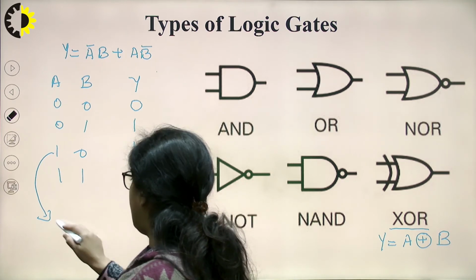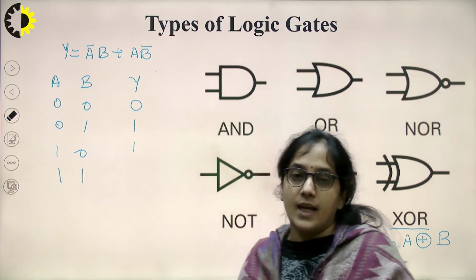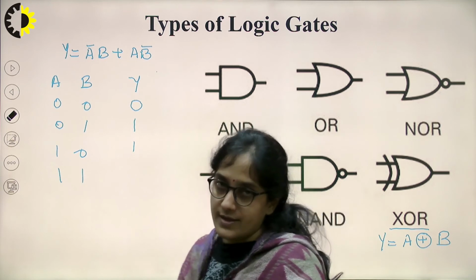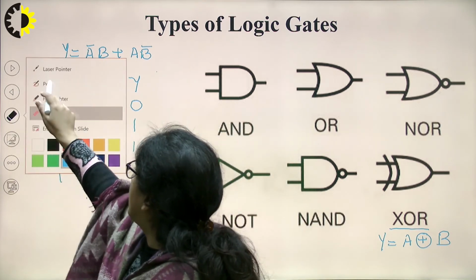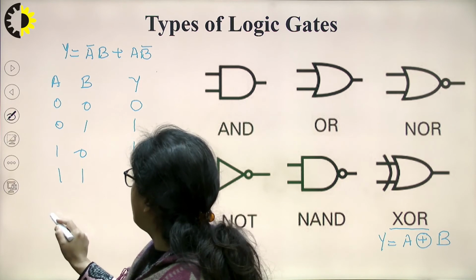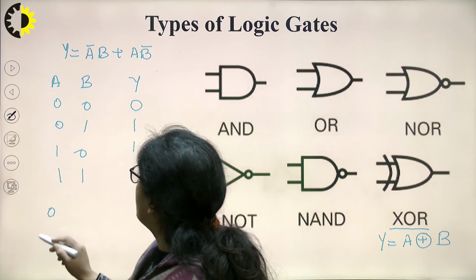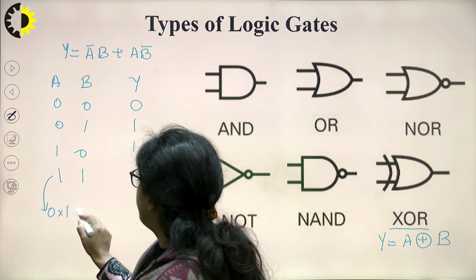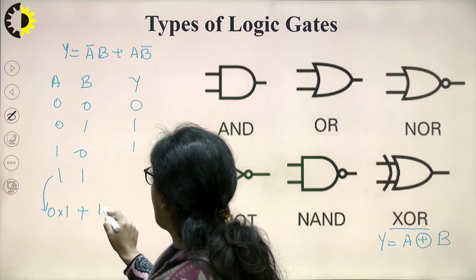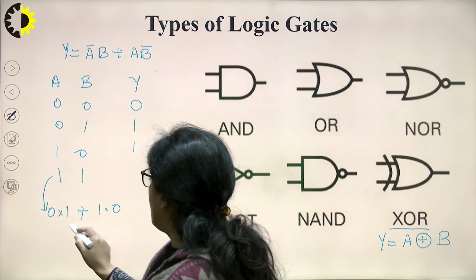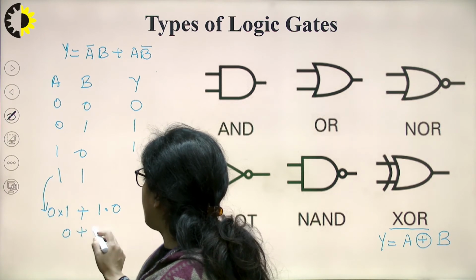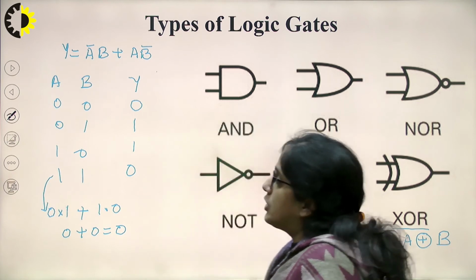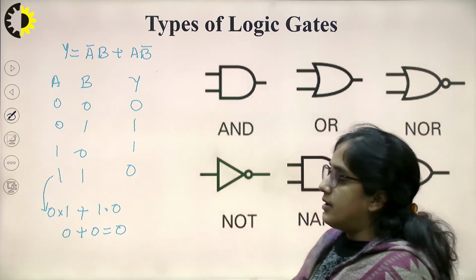Now, the last case, where all the inputs are 1. Actually, this XOR gate is a 2 input gate, so here we can say an even number of ones gives 0. Here a is 1, so its complemented will be 0, b is 1, and the complemented of b is 0. So 0 OR 0, the result will be 0. So, for the last case of the XOR gate, the output is 0.